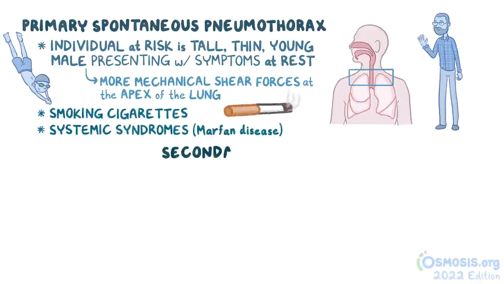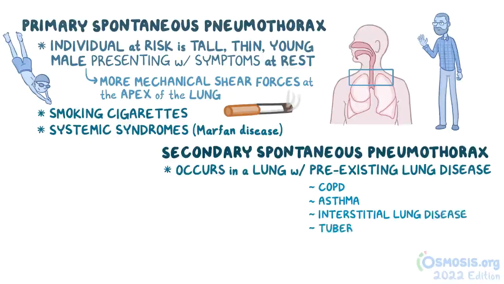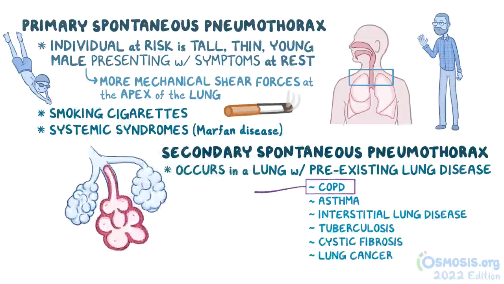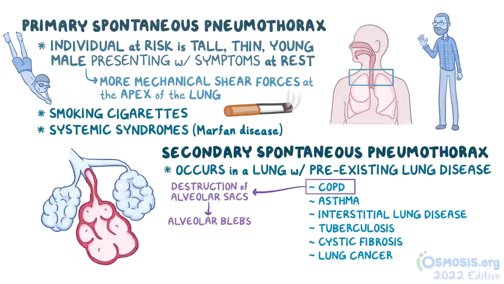Then, there's a secondary pneumothorax, that is, a spontaneous pneumothorax that occurs in a lung with pre-existing lung disease, like chronic obstructive pulmonary disease, or COPD, asthma, interstitial lung disease, tuberculosis, cystic fibrosis, or lung cancer. In COPD, destruction of the alveolar sacs leads to formation of large alveolar blebs, which are small balloons that can eventually rupture, leaking air into the pleural space.